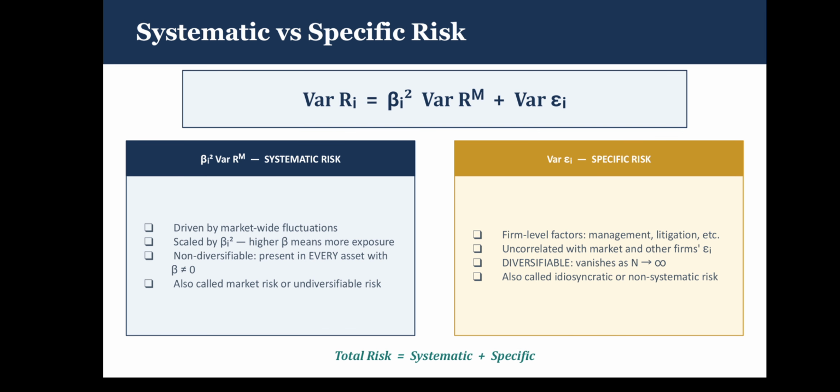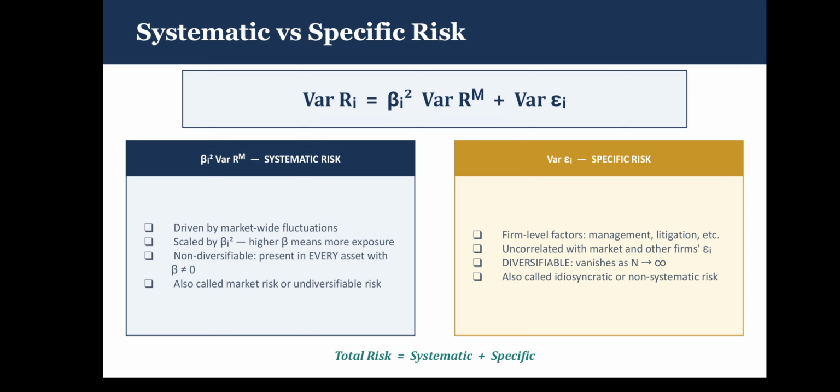Now let's use the factor model to decompose risk. Since beta i times f and epsilon i are uncorrelated, as we just showed, the variance of their sum is the sum of their variances. Variance of Ri equals beta i squared times the variance of Rm plus the variance of epsilon i. The first term, beta i squared times the variance of Rm, is called systematic risk or market risk. It reflects economy-wide uncertainty. Notice it's proportional to beta squared. A high-beta asset has large systematic exposure.